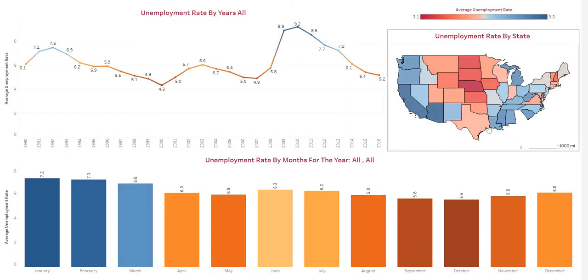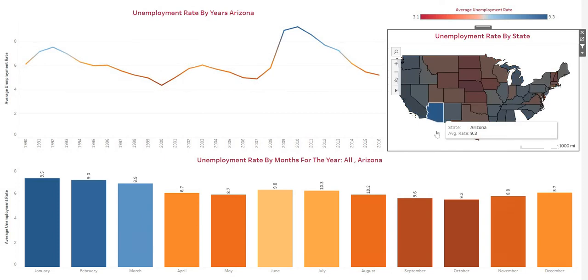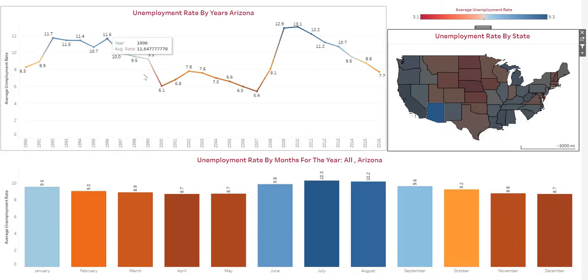All right, the next one is how did the highest unemployed state recover from the recession? So the highest one, if you look at our choropleth map here, is Arizona. So if you look at Arizona, let's click that. And if you observe the unemployment rate by years, the recovery from the recession is a decrease in unemployment. So that lasted from 2010 to 2016, so 6 years.